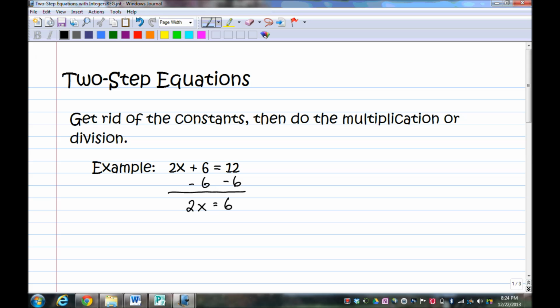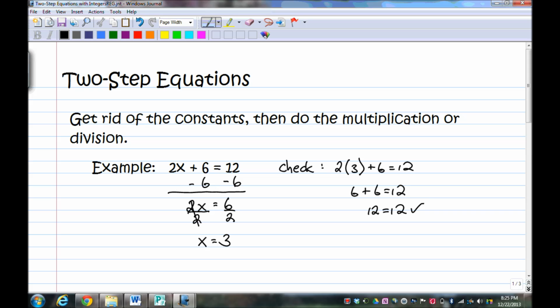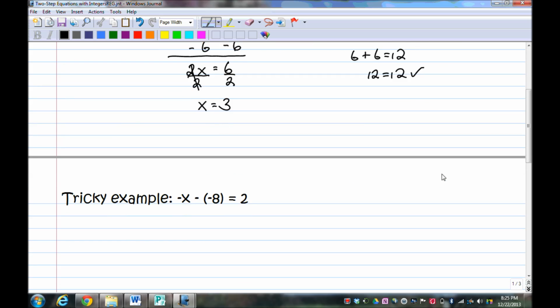I have 2 times x equals 6. To get rid of the 2, I'm going to divide both sides by 2. X is then equal to 3. My check step, I'll use the original equation. 2 times 3 plus 6 should be equal to 12. 2 times 3 is 6, plus 6 should be equal to 12, and I know that it is, so I am good. Awesome. Let's move on to one that could be a little tricky, though.